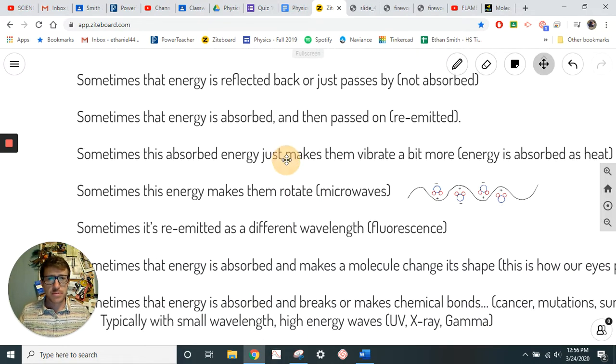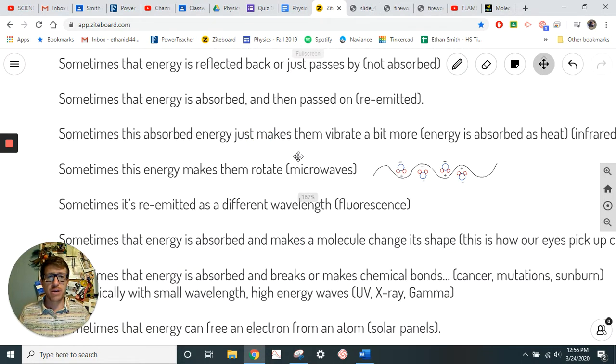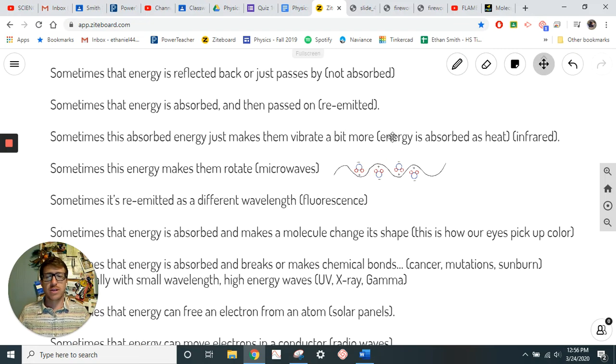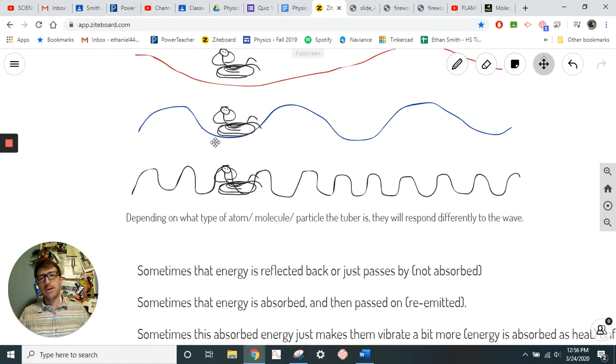Sometimes this absorbed energy just makes it vibrate a bit more. In this case, it's absorbed as heat. This is like infrared energy. So this might be like this guy in blue. The tuber vibrates up and down, and so they start to heat up. You can imagine if all of a sudden this wave passed and the water was calm, the tuber might still be vibrating, so they're actually creating waves of their own, infrared waves of their own.